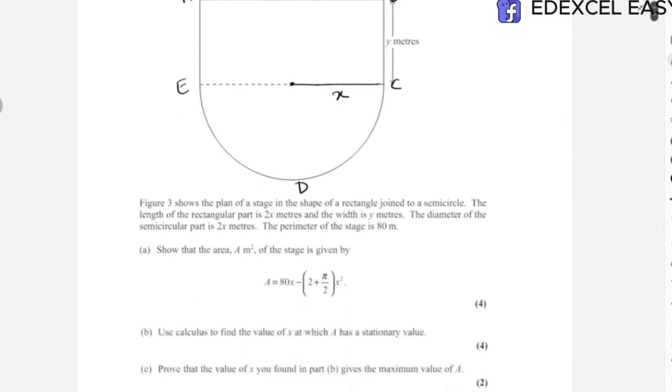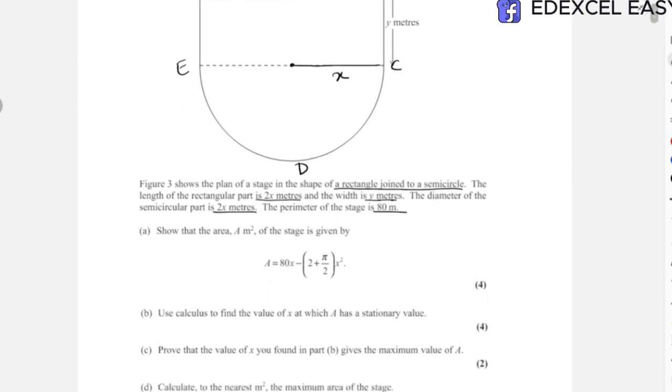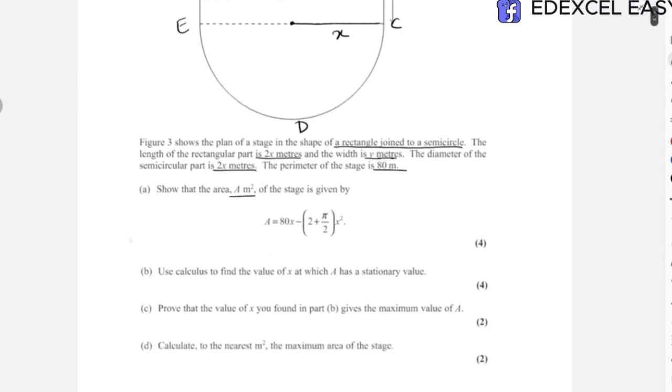Okay, now again it shows that figure 3 over here shows the plan of a stage in the shape of a rectangle joined with a semicircle. The length of the rectangle is 2x meters, wide is y meters, and the diameter of the semicircle is also 2x meters, and the perimeter of this entire thing is given as 80 meters. Now it says show that the area of the stage in meter square is given by this.